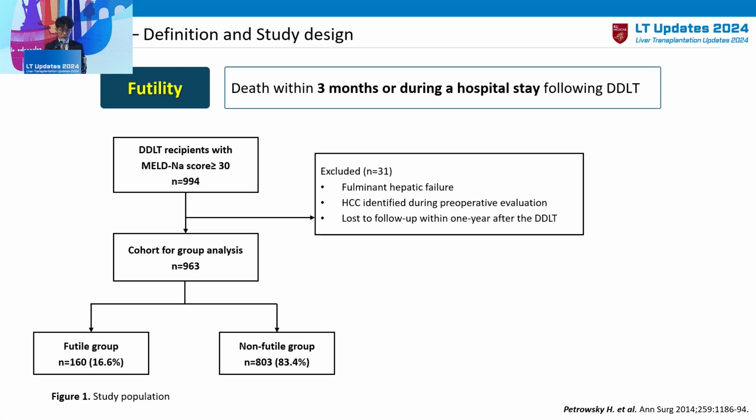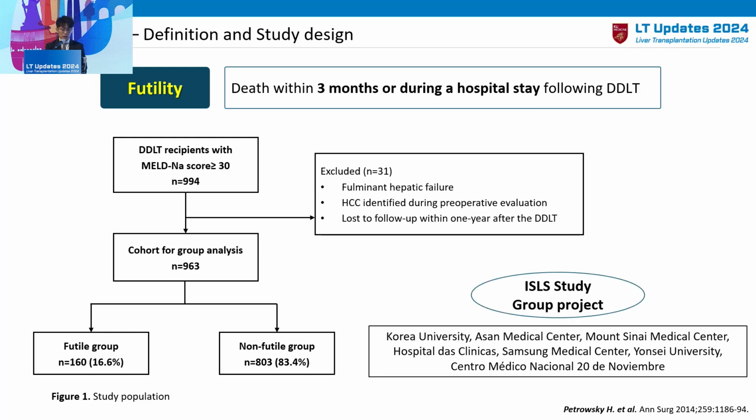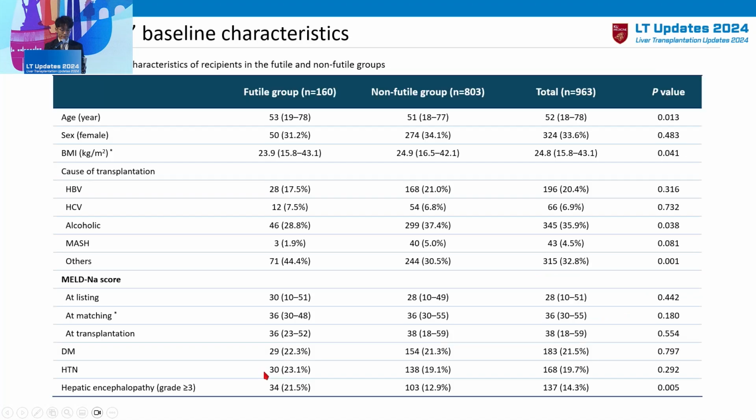Between 2010 and 2021, 994 patients from the 6 institutions were enrolled in this study. Participating hospitals are listed in the right slide. After exclusion, 963 patients were included in the final analysis. Among them, 160 patients were classified into the futile group and 803 patients were classified into the non-futile group.